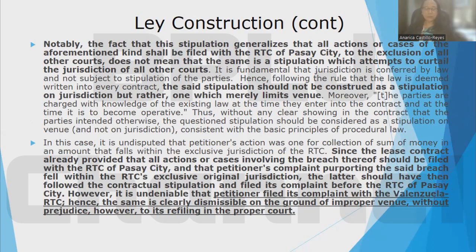Since the lease contract already provided that all actions involving the breach should be filed with the RTC of Pasay and that petitioner's complaint fell within the RTC's exclusive original jurisdiction, the latter should have been followed. It is undeniable that petitioner filed its complaint with Valenzuela RTC, hence the same is clearly dismissible on the ground of improper venue.